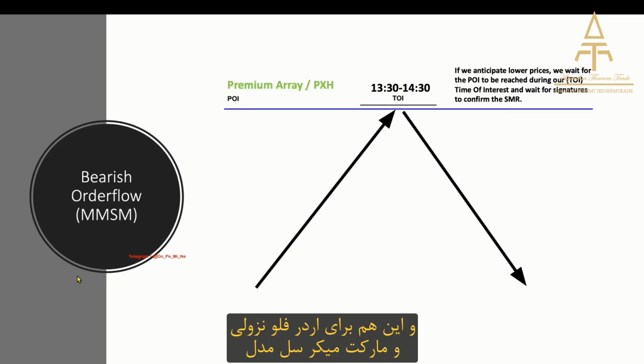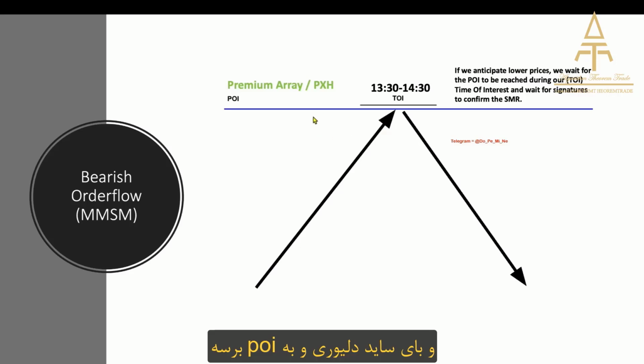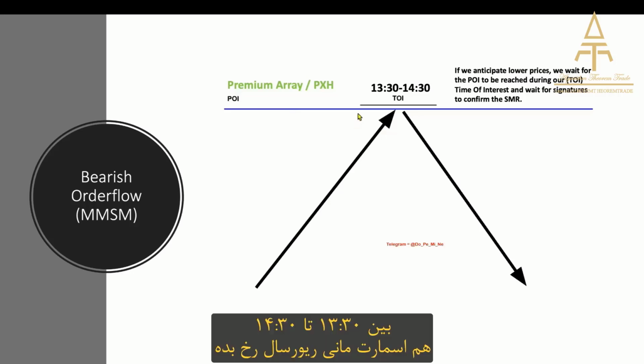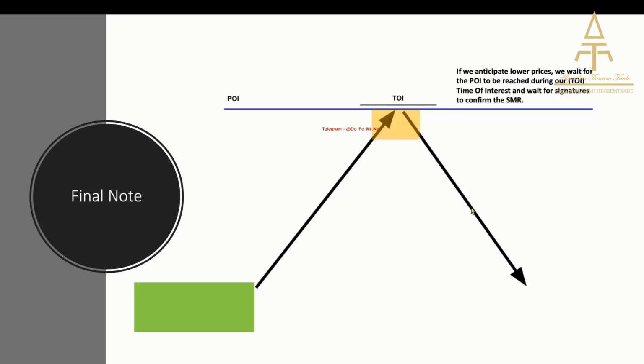And this is what it looks like for bearish order flow. This is our market maker sell model where we want to see buy side delivery get delivered into our point of interest, into our premium array or previous XH. During 1:30 to 2:30 p.m. we want to see signs of a smart money reversal occur from here and see sell side delivery be delivered afterwards.